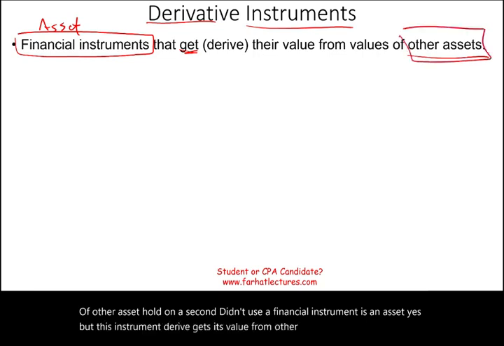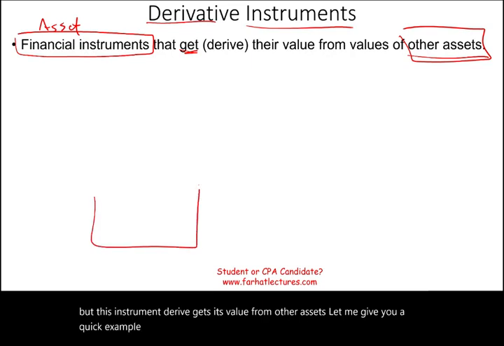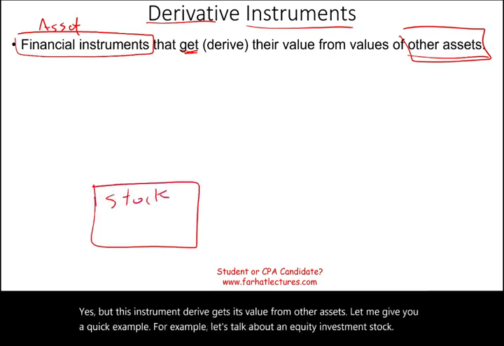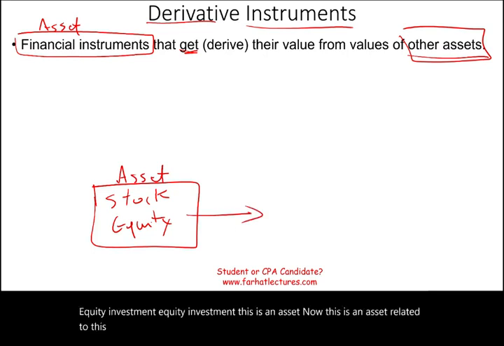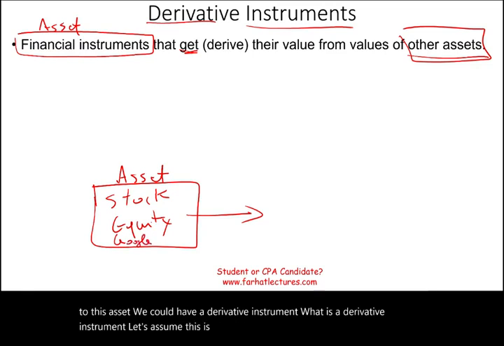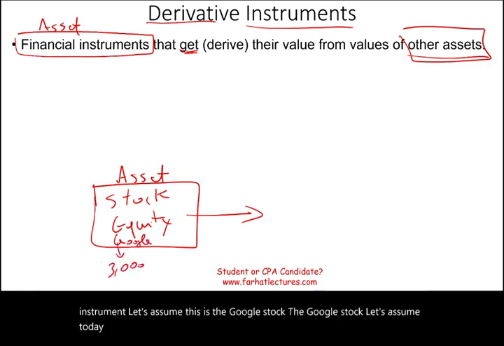Let me give you a quick example. For example, let's talk about an equity investment, stock. Equity investment. This is an asset. Related to this asset, we could have a derivative instrument. What is a derivative instrument? Let's assume this is the Google stock. The Google stock, let's assume today is $3,000.